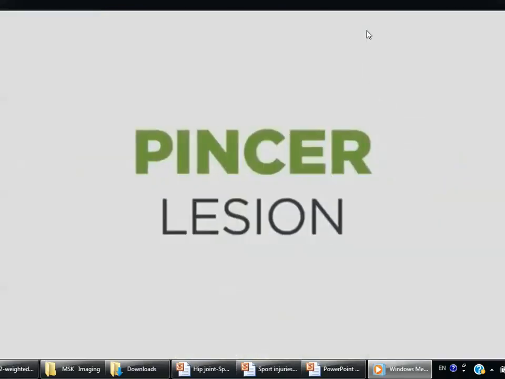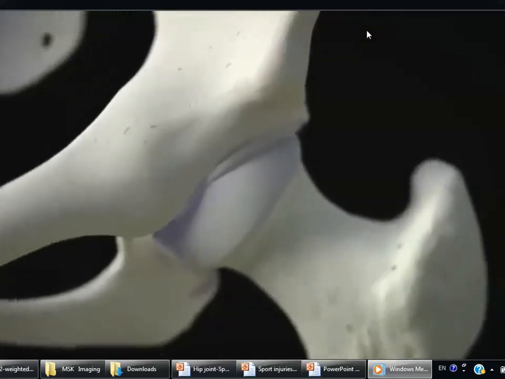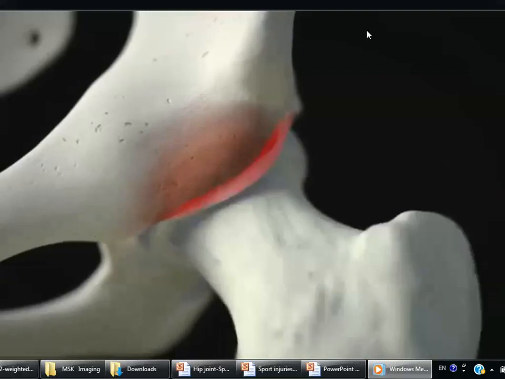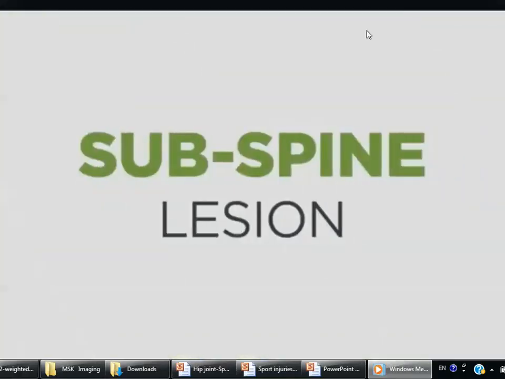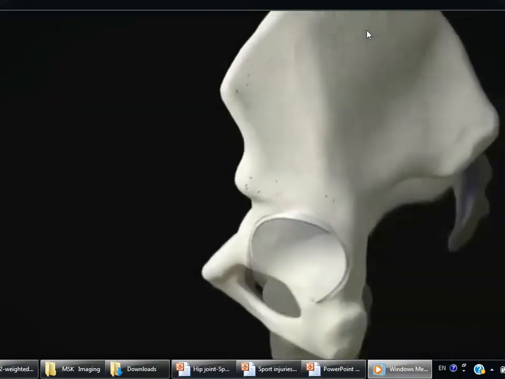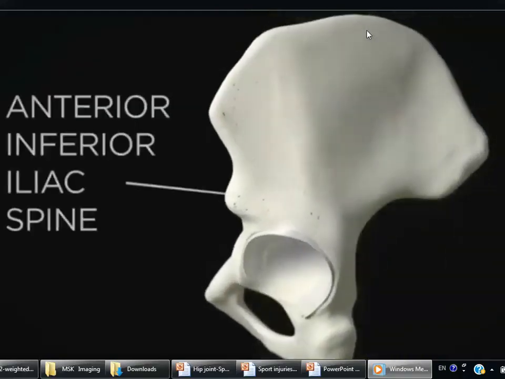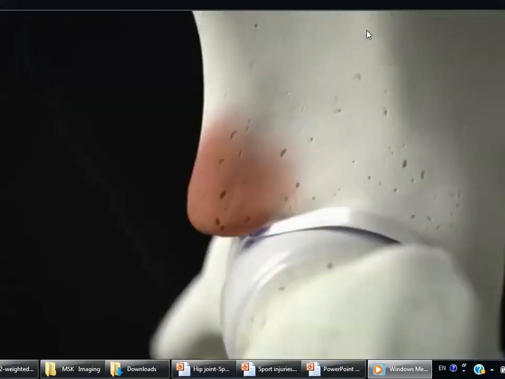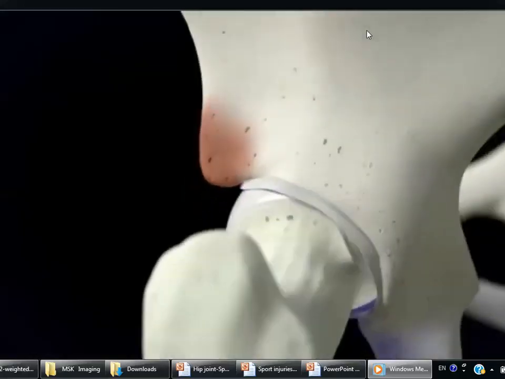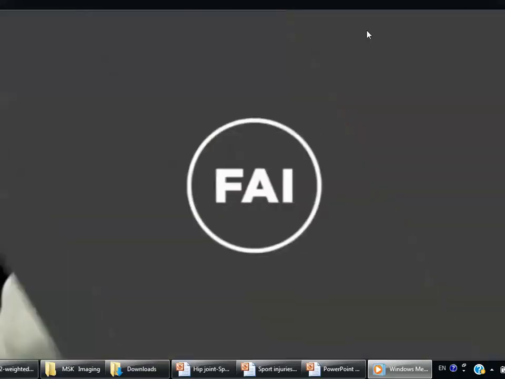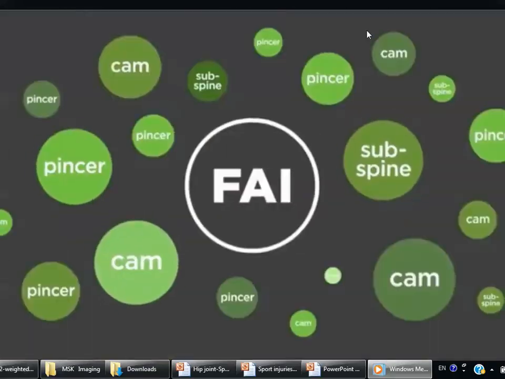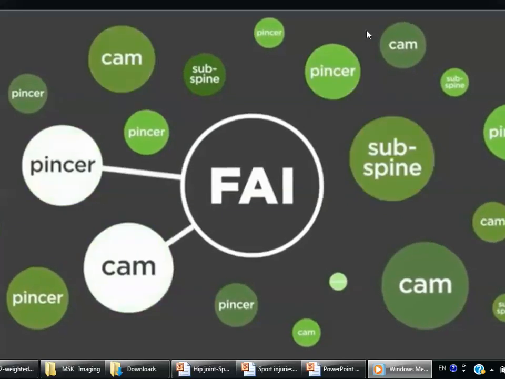The second, the pincer lesion, is when there's extra bone at the edge of the socket. It can also pinch the labrum. The third type, the subspine lesion, is when an area of bone just above the socket, called the anterior inferior iliac spine, is too large. The labrum and soft tissues can get pinched between the femur and extra bone. Every patient's FAI is unique and can be a combination of these types.